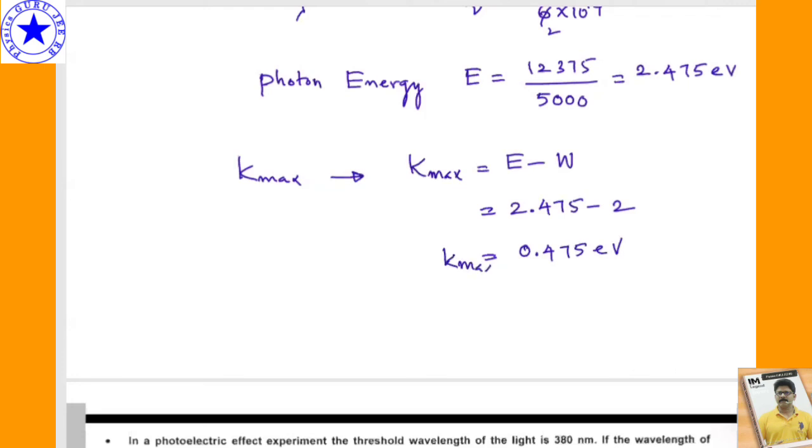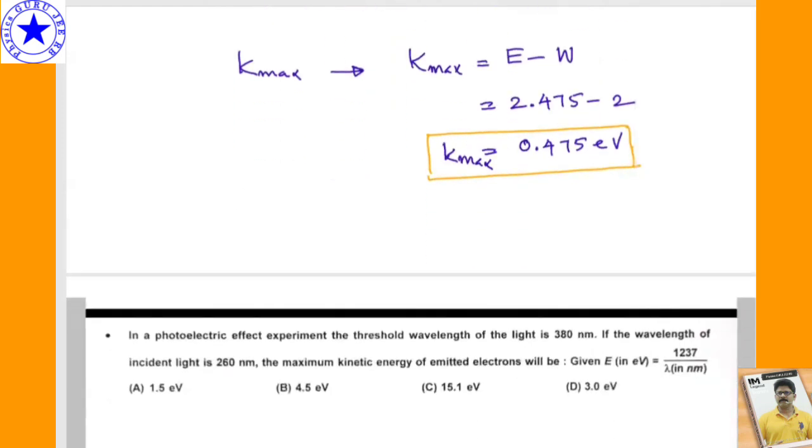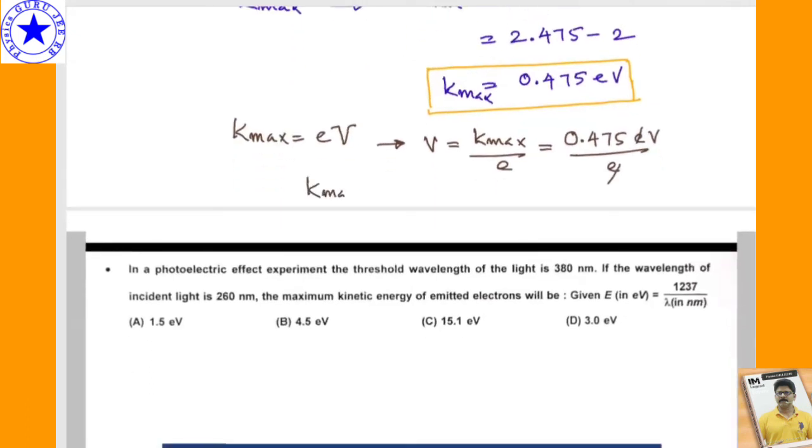So what do we want to calculate here? We want to calculate the stopping potential. Hope it is clear. Once I get the kinetic energy, it is easy to calculate the stopping potential. Now K max equals e into V, or we can write V equals K max divided by e. K max we already got as 0.475 electron volts, divided by e, the e gets cancelled. So the final expression: V equals 0.475 volts.